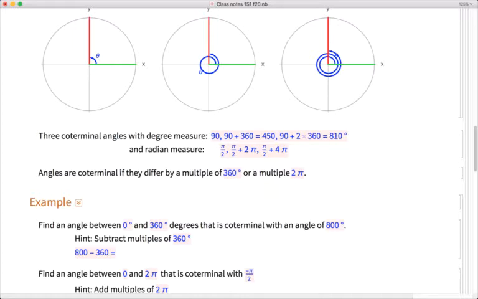So if we subtract off one multiple, I think we're down to 440, and that wasn't enough. So in fact, I think what we needed to do was subtract off twice 360, because, oops, it's supposed to be 800. This comes out to be minus 720. We get an angle of 80.